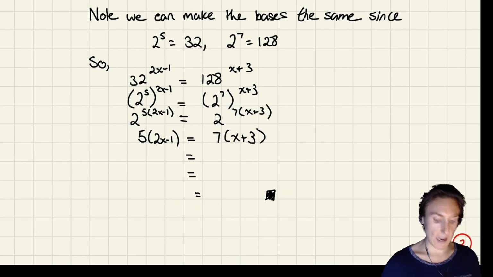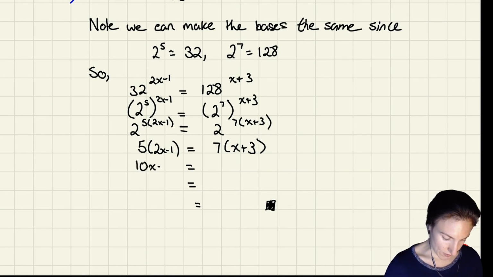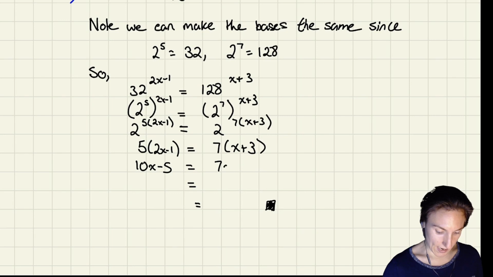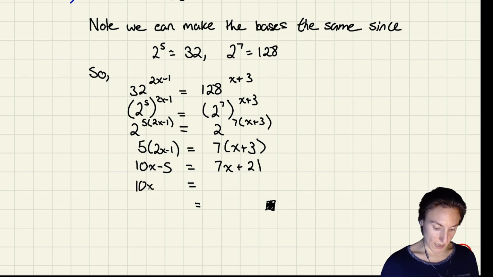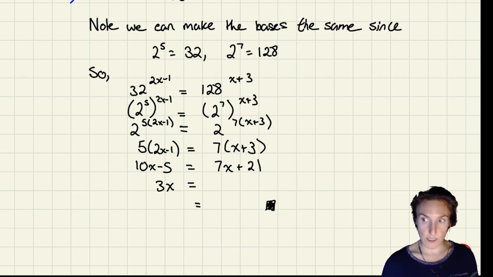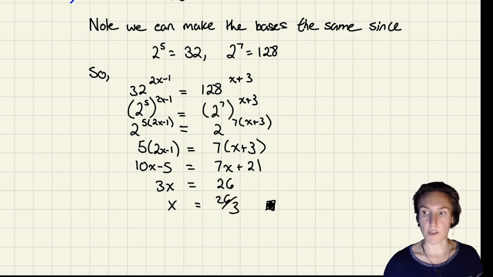And now we can expand them and isolate for our x. So I'm going to have 10x minus 5 equals 7x plus 21. Let's bring all of the x's to one side. So I'm going to get 10x minus 7x, that's going to give me 3x, and then I'm going to have 21 plus 5, so that will give me 26. I'm going to divide by 3, and then I get the answer that I want.